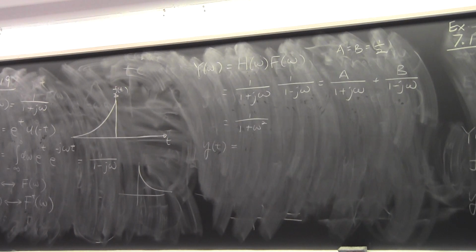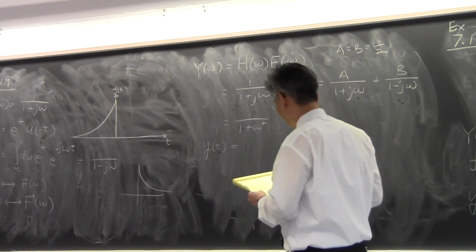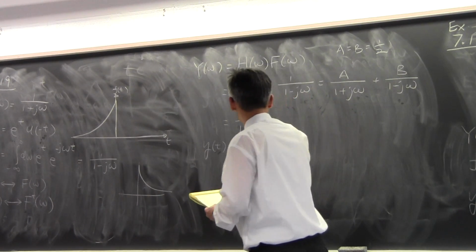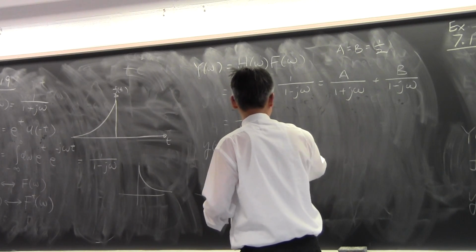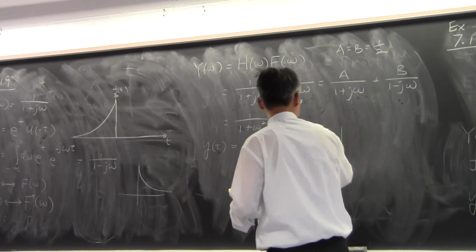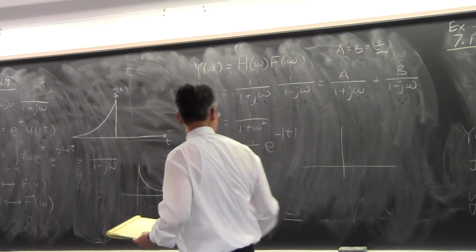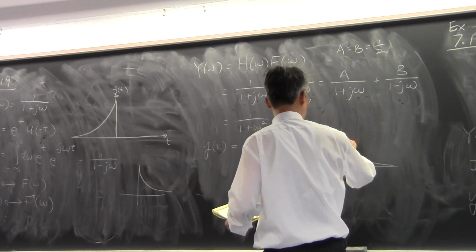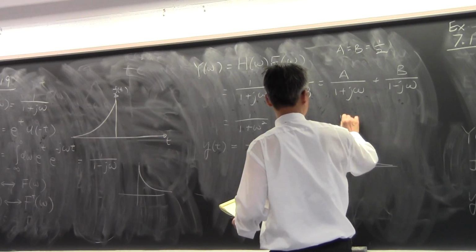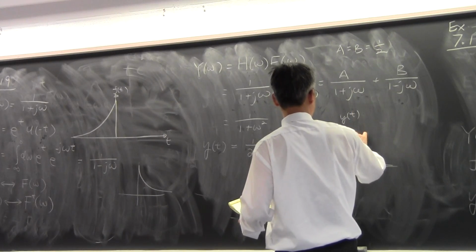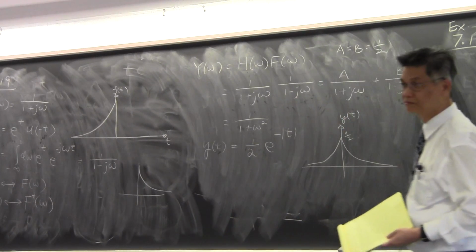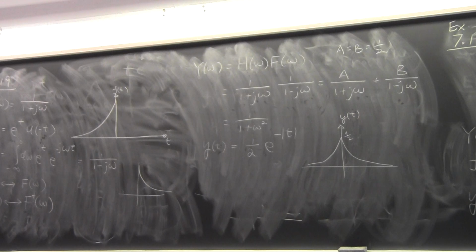Okay? And then you know how to Fourier inverse transform these terms. And then if you work this out, y of t is actually half e to the minus t. So it will look something like this. It is the sum of this and that, with the half value at theta.